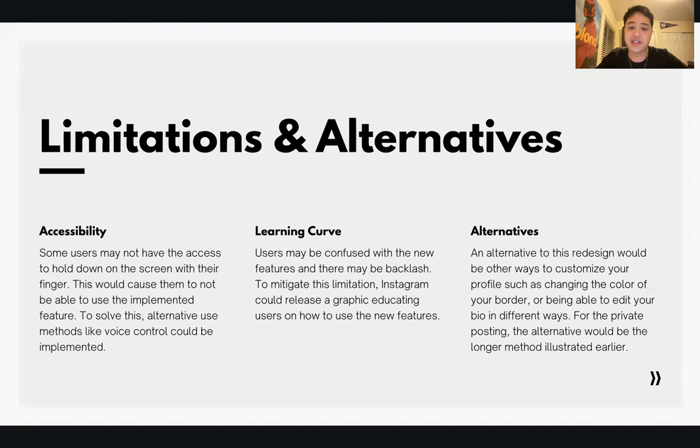So some of the limitations would be accessibility. If users aren't able to hold down on the screen, this would cause them to not be able to use that feature. An alternative method could be voice control implementation. And another limitation is the learning curve. Users may be confused with the new features at first, and there might be backlash, but to mitigate this, Instagram could release a graphic educating users on how to use these features.